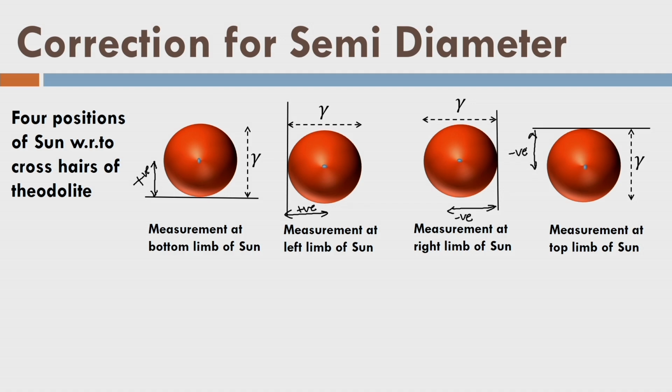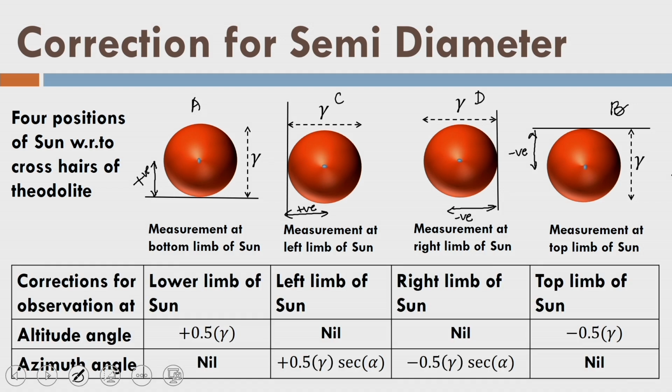You can see in the first position as well as in the fourth position, let us say B and A here, I will be putting corrections to the altitude value. For the C and D here, I will put corrections to the azimuth value or the horizontal angle value, and I can draw this table for the corrections. So now you can read this table.